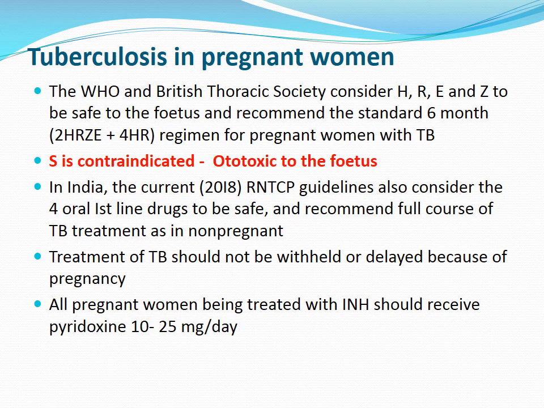Anyway, we are not going to include the S mostly nowadays, but still it is contraindicated, so never given in the pregnant female. So the remaining four drugs can be given safely to the fetus, and RNTCP as well as WHO and British Thoracic Society now recommend all four drugs for the total duration of 6 months, like drug sensitive tuberculosis, 2 HRZE plus 4 HR. Here I'm not sure, but they have not included the E in the continuation phase. Okay, but it is written in the recent edition. So 2 HRZE plus 4 HR, that is for the pregnant woman with tuberculosis.